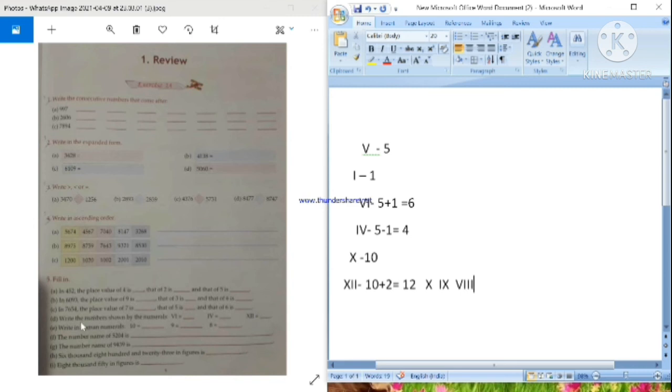Now we have to write the number name of 5204. For writing the number name we must be aware of the place values. So 5204 is like this. 5 is at the thousands position, then 2 is at the hundreds position, then 0 is at the tens position, and 4 is at the ones position.